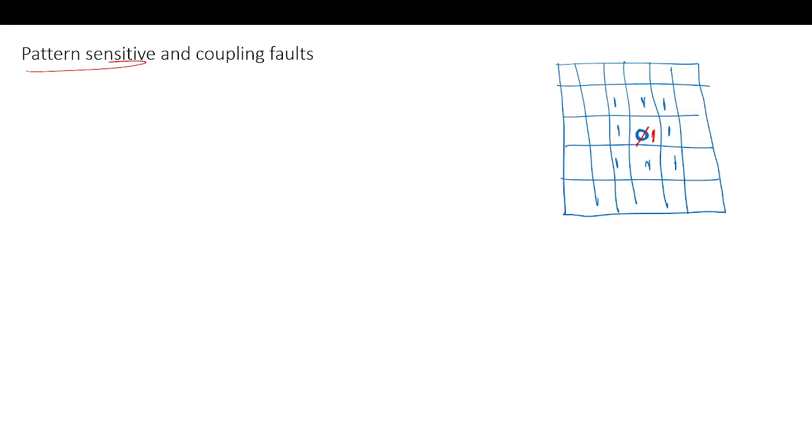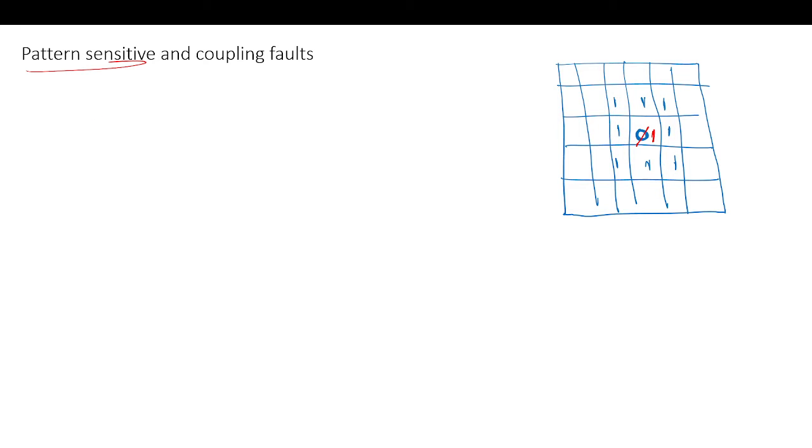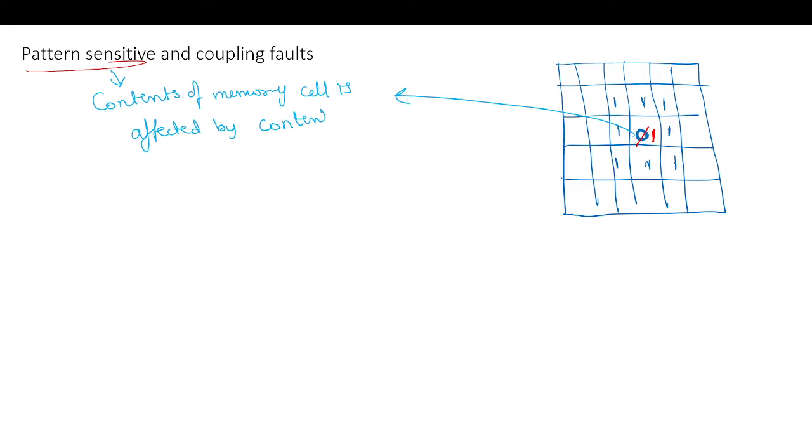The content of the memory cell is affected by the neighbors. So this is the memory sensitivity fault: the content of the memory cell is affected by the contents of neighboring cells. Now we have another type of fault, which is the coupling fault.